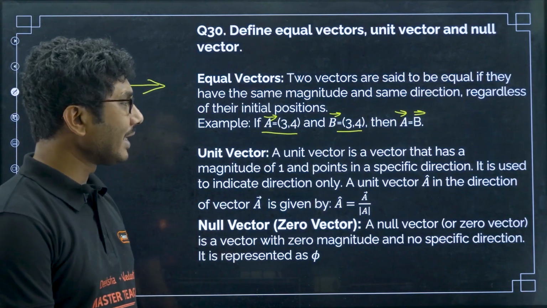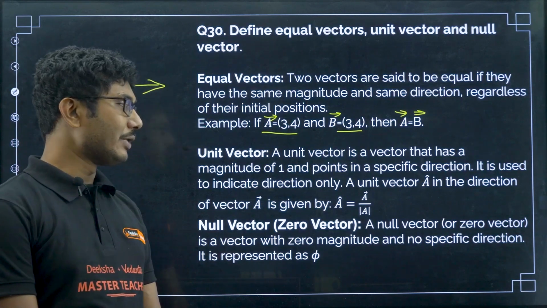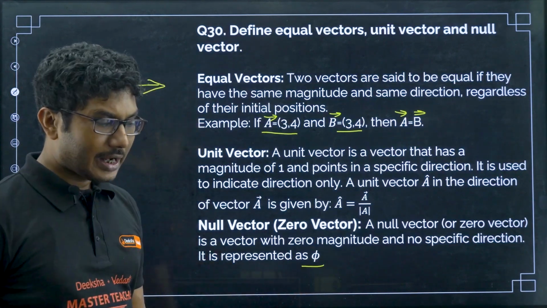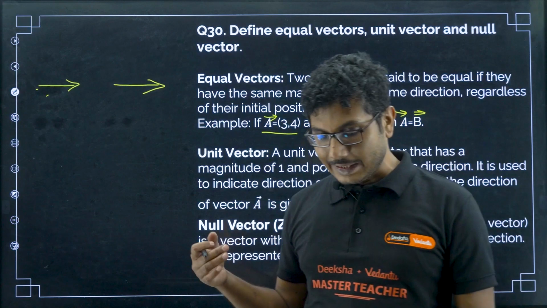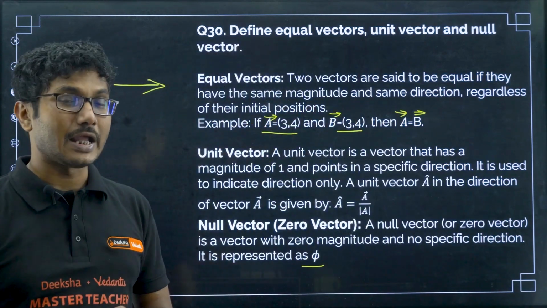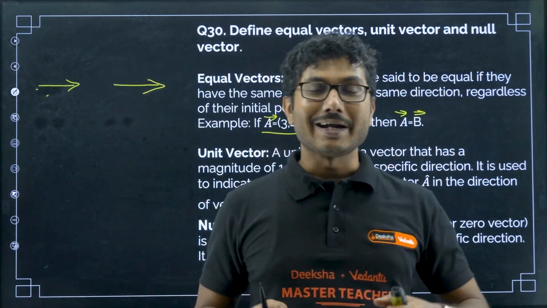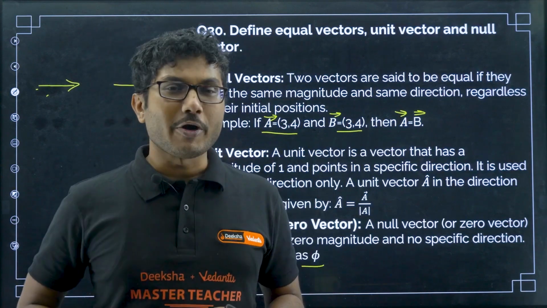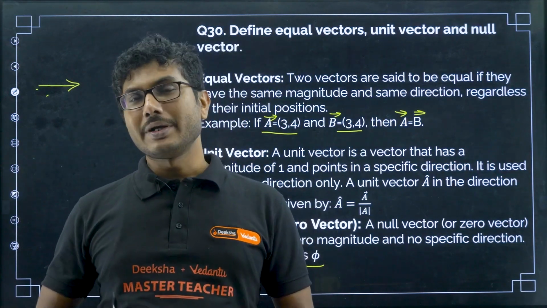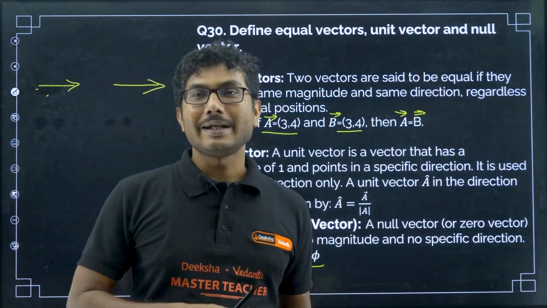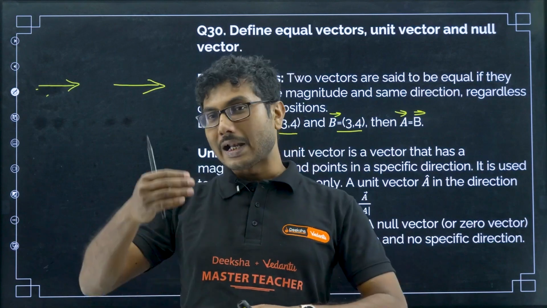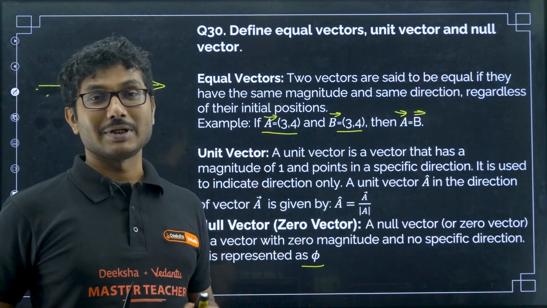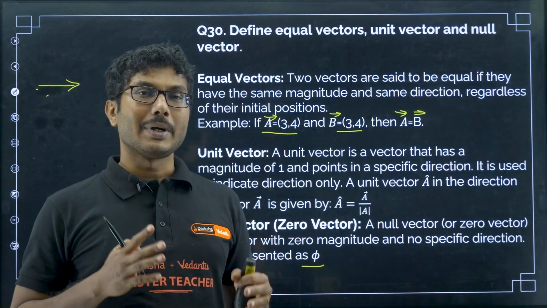Null vector, or zero vector. A null vector is a vector with zero magnitude and no specific direction, represented by phi. It may have a sense, but it does not have a particular specific direction. For example, you are sitting inside a car and the car has just started, the machine is running. At this point the car is static. The car can go right, left, straight, or backward using reverse gear. That is an example of a null vector: the machine is running but the car is not moving, and it can go in any direction.